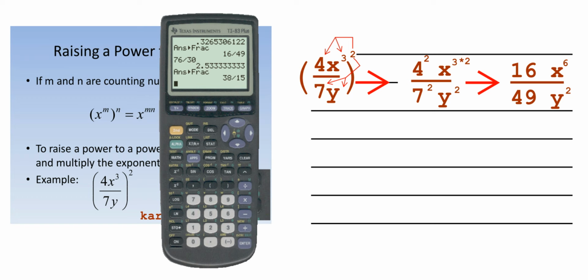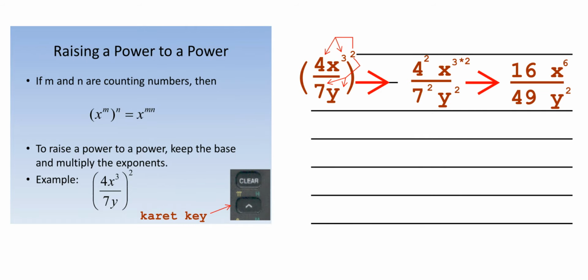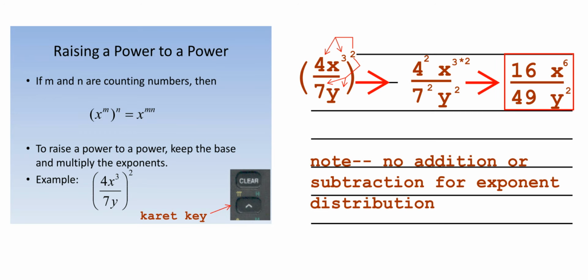So in this case, it told us that 16 over 49 is as simplified as it's going to get. Once again, the second example was just for reference so that you can see it works. Your calculator is a very powerful tool that simplifies fractions. So there is our final answer. Once again, do notice, no addition or subtraction is taking place within the parentheses of our exponent distribution.